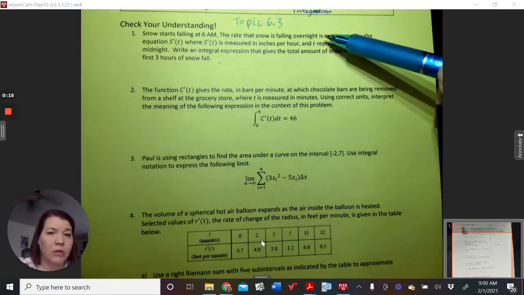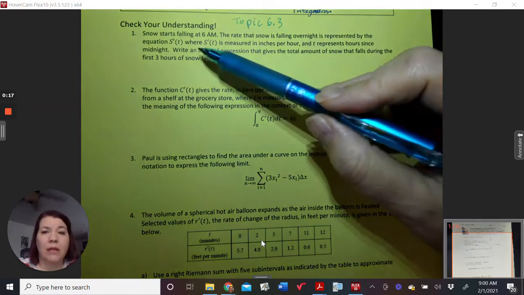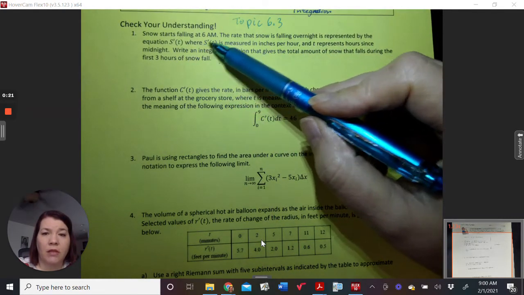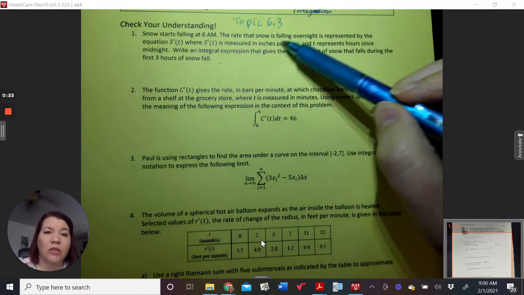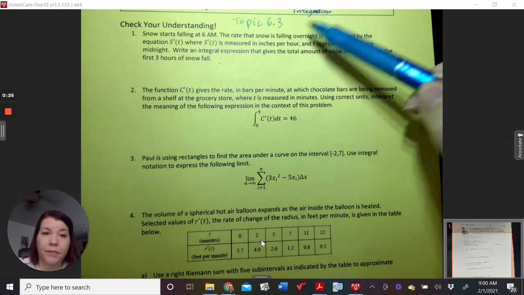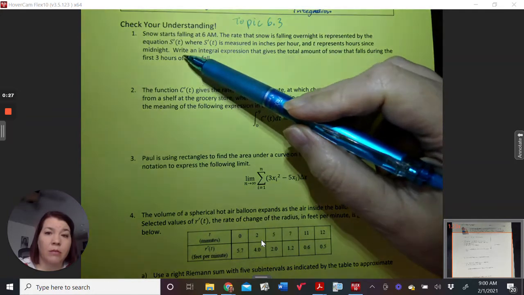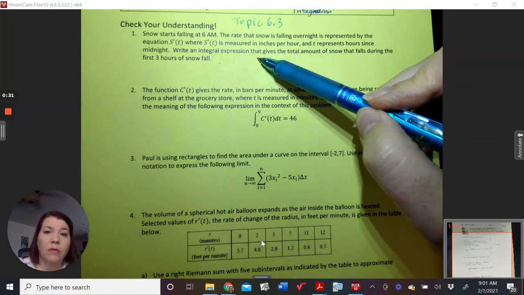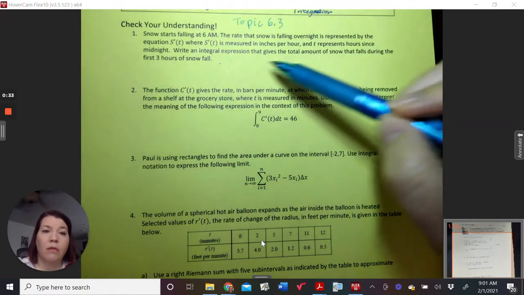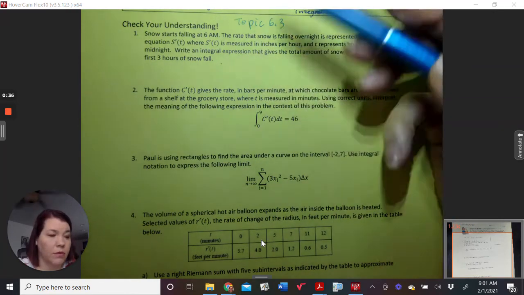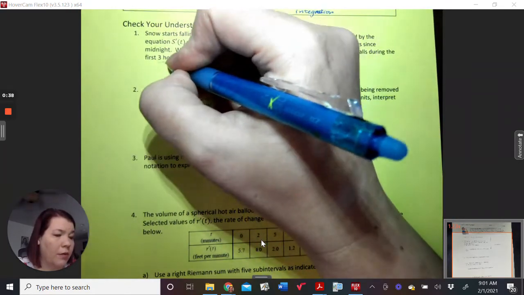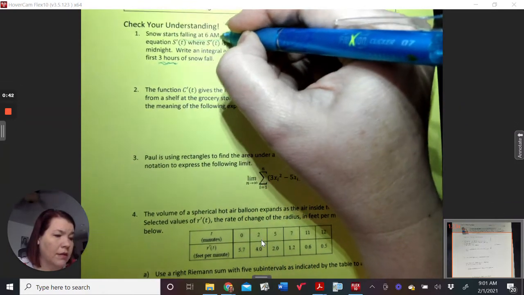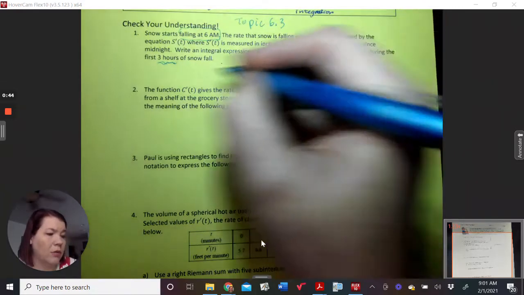The rate that snow is falling overnight is represented by the equation S prime of t, where S prime of t is measured in inches per hour, therefore it's a rate, and t represents the hours since midnight. Write an integral expression that gives the total amount of snow that falls during the first 3 hours of snowfall. So at 3 hours, snow started falling at 6 a.m., but t equals 0 is midnight.